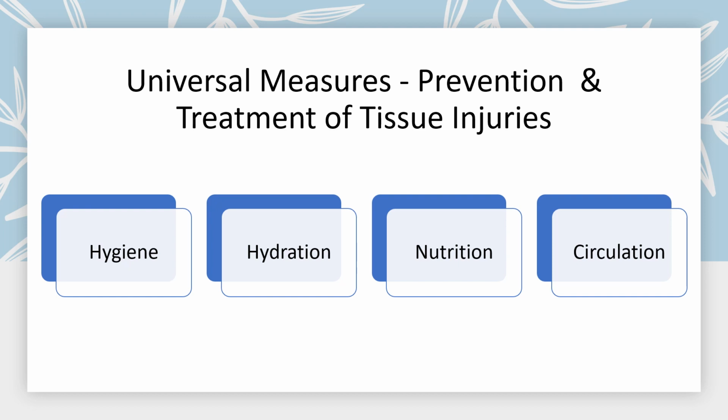For circulation, when blood circulation is compromised, the body's tissues suffer ischemia from lack of oxygen. This results in reduced nutrient supply to the cells and failure to remove the metabolic cellular waste.